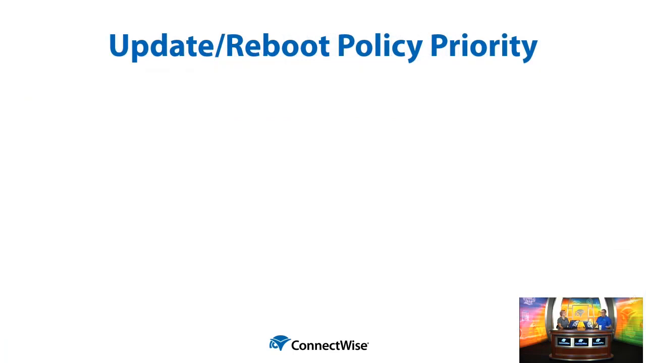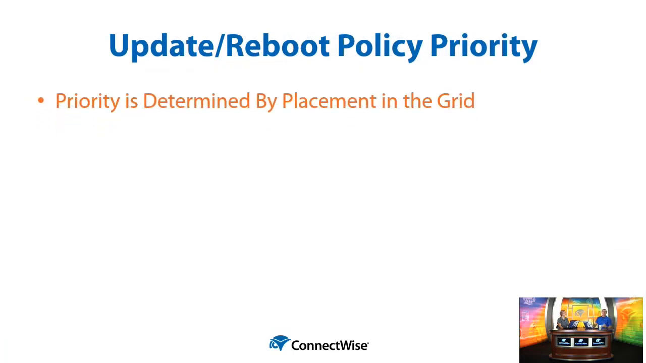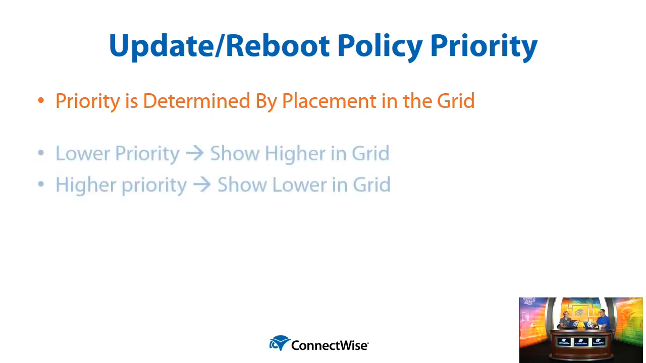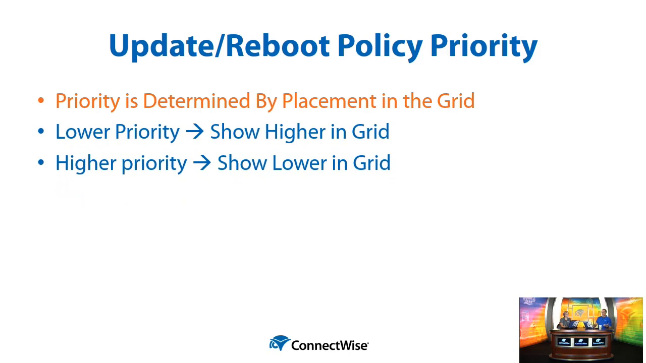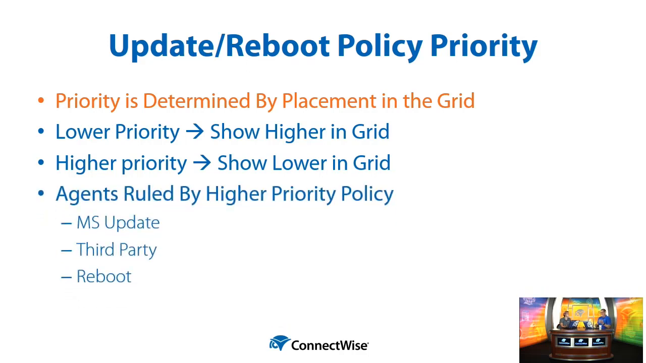Got it. Now, on the flip side, the reason I have my patch installs at the bottom is because priority is determined by placement in the grid. We did have a discussion about this, and it's like, what is the wording? What is the simplest way to do this? The higher in the grid, the lower the priority, and the lower in the grid, the higher the priority. Now, what the heck does that even mean? It's confusing, Chris. It's confusing.